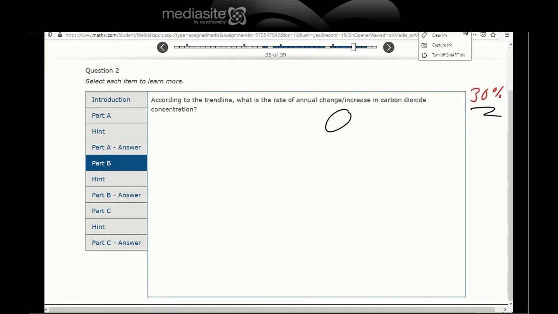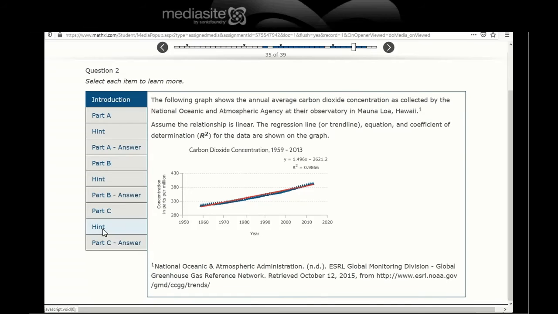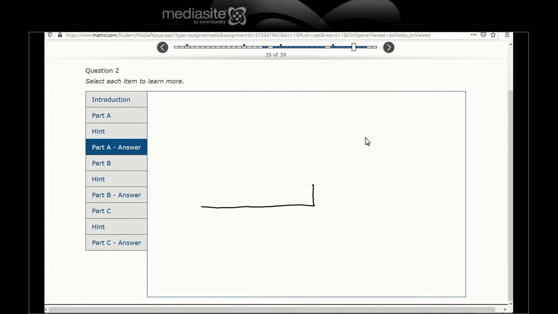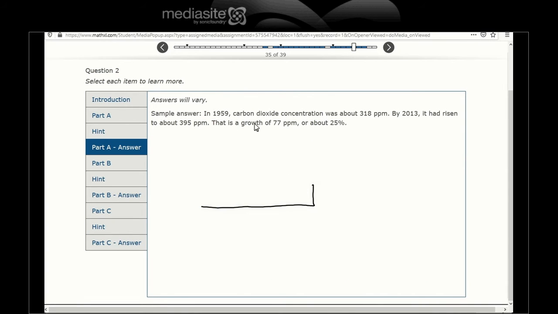Part B. According to the trend line, what is the rate of annual change or increase in carbon dioxide concentration? That sounds like a slope equation. So per year, I used their numbers. They said a growth of 77 parts per million from 1959 to 2013. So 77.